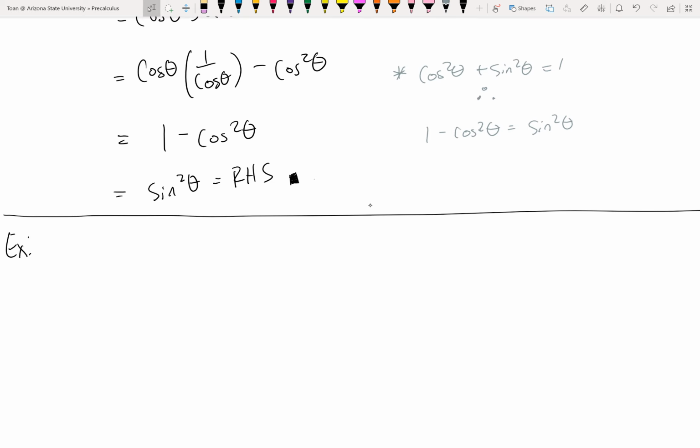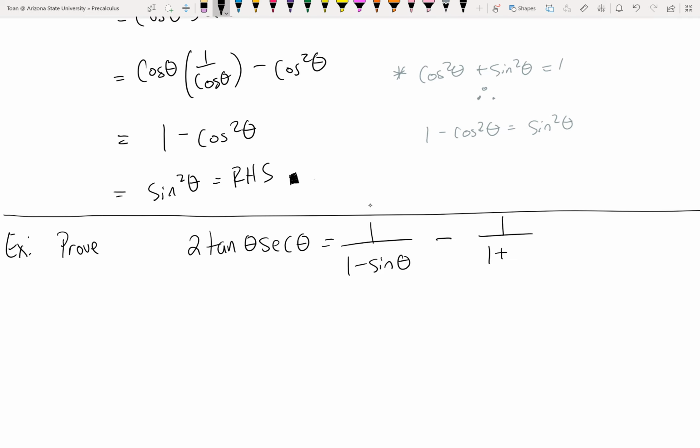Let's just do another random example here. Suppose I ask you to prove that 2 tangent of theta secant of theta equals 1 over 1 minus sine of theta plus 1, minus 1 plus sine theta.